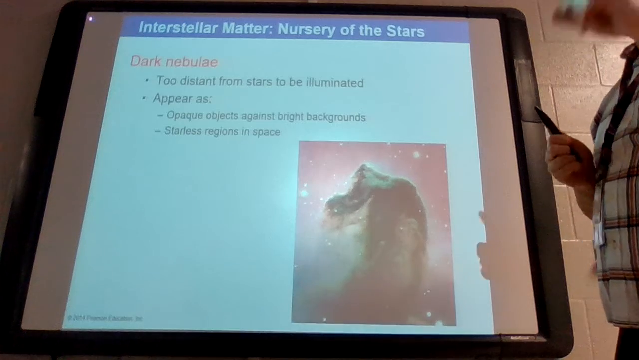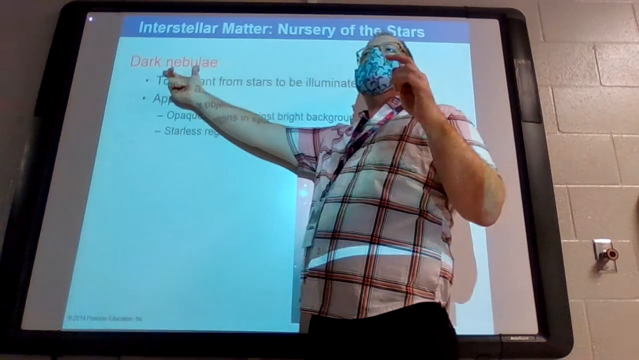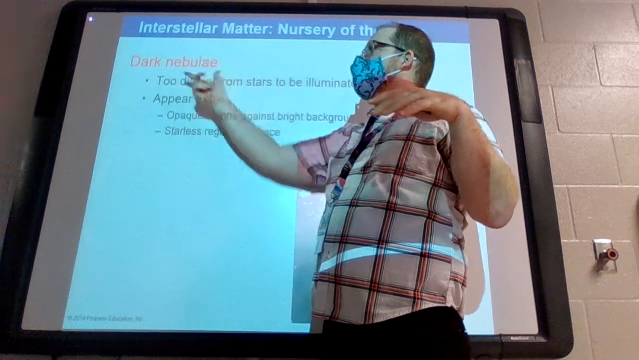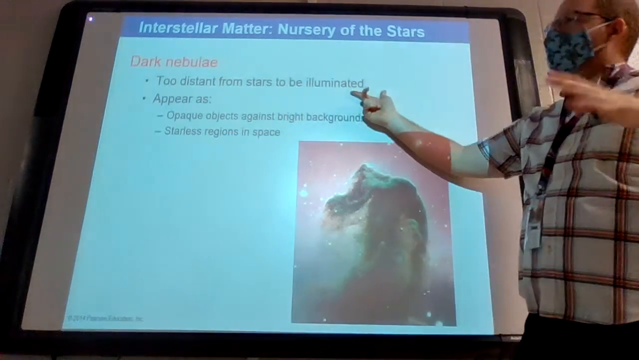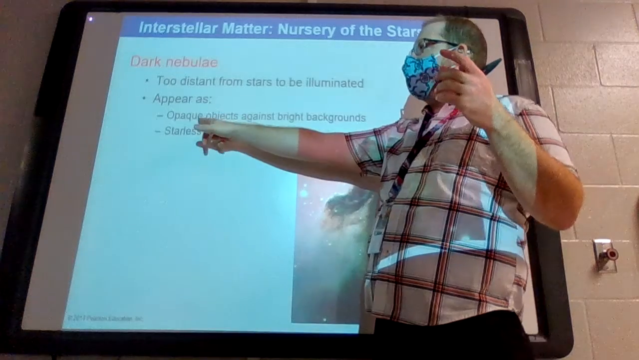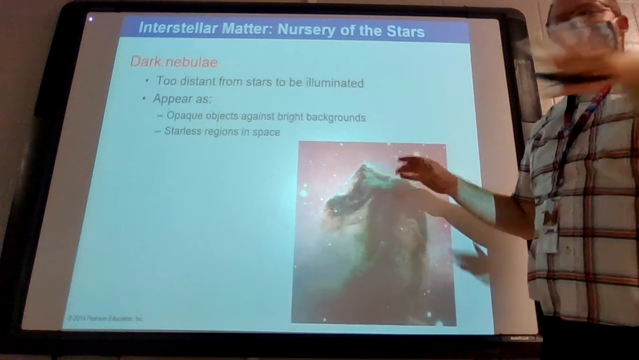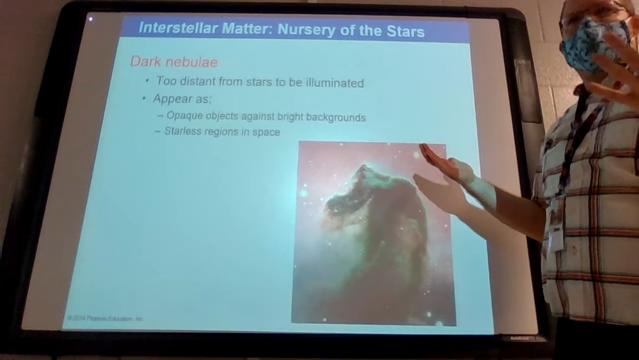Now, they get to dark nebulae. These are dark not because they have dark matter. They're not really associated with dark matter. They call them dark because they're too distant from the stars to be illuminated. They appear as opaque objects against bright backgrounds. So essentially, we don't see them, but we see stars disappear behind them.